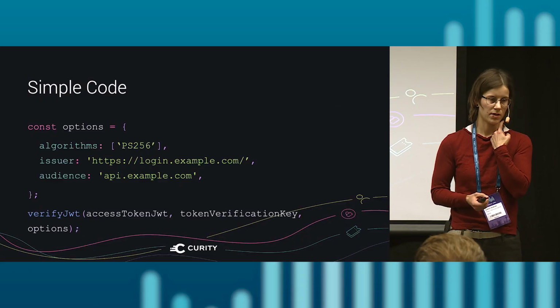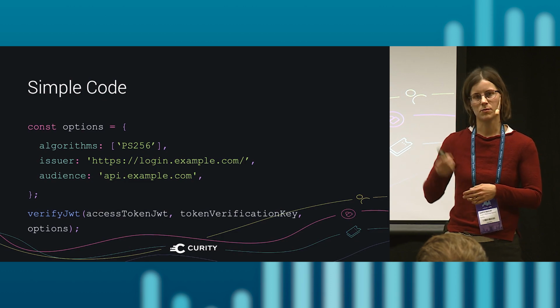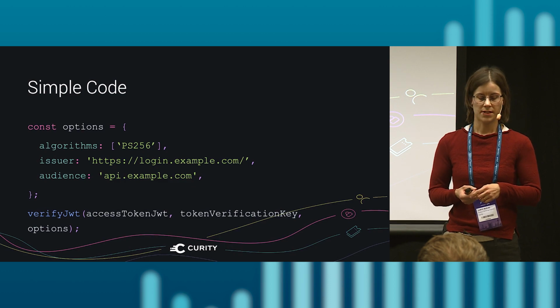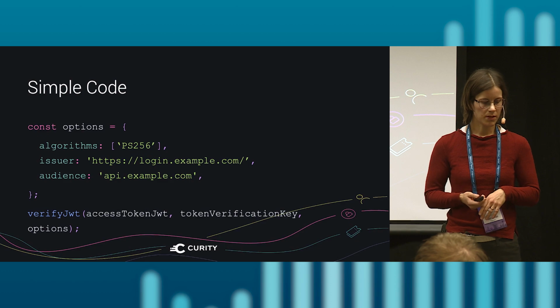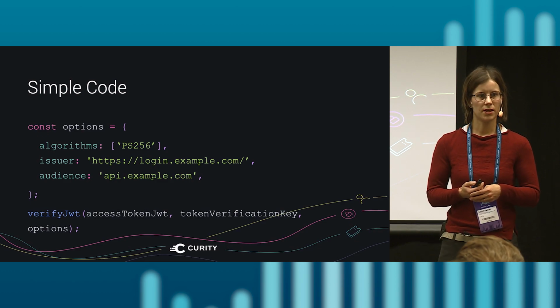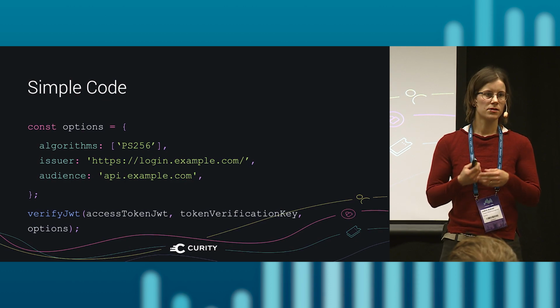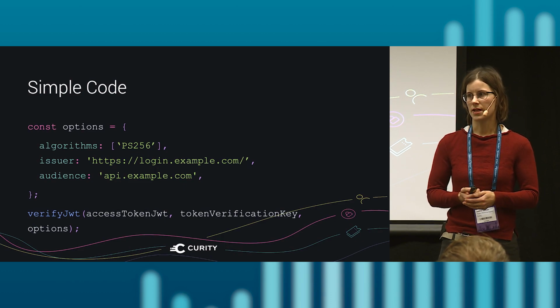What may sound quite like a burden to implement can be implemented with easy code, as shown in this pseudocode. So you just define some options. You define which algorithms you support, or as I said before, the trusted issuer, the expected audience, the scope, and you take the options together with the JWT and the verification key and call the verification function. And since OAuth is a standard, JWTs are standard, there are plenty of libraries that help you with that.